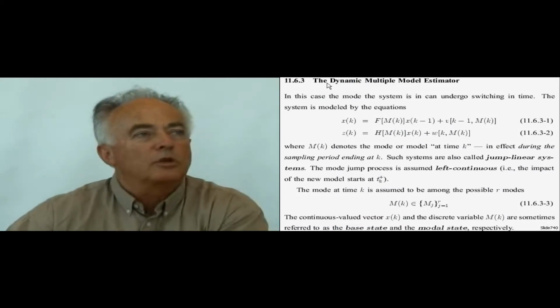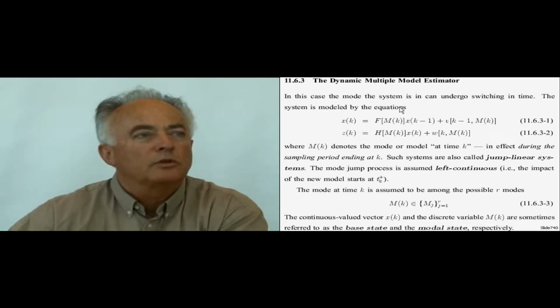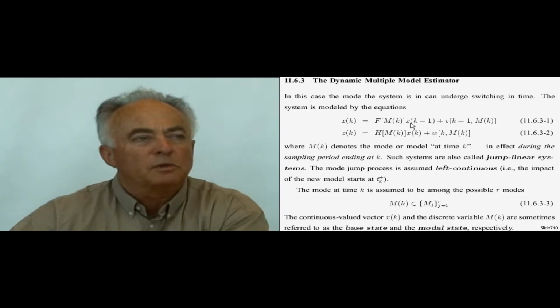Next, we're going on to the dynamic multiple model estimator, where the system mode is going to undergo switching in time according to our model. So the way we model the system is that the state at time k is a transition matrix F, which depends on the current mode at time k, times the previous state x at k minus 1, plus process noise for time k minus 1, which now depends on the current mode k.